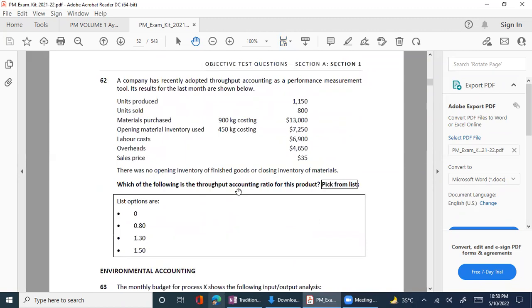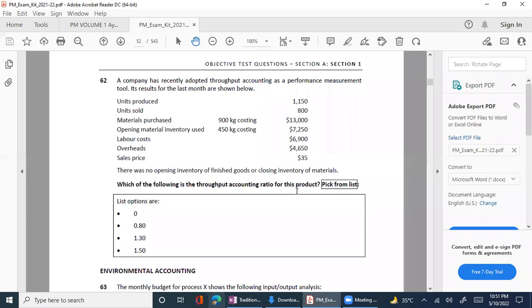A company has recently adopted throughput accounting as a performance management tool. The results for the last month are shown: units produced, units sold, material purchased, opening inventory, labor cost, overhead price. There was no opening inventory of finished goods and the closing inventory for the material. Which of the following is the throughput accounting ratio of the product? So we need to find the throughput accounting ratio. In order to find it, we need to divide the throughput per hour by the factory cost or the fixed cost per hour.